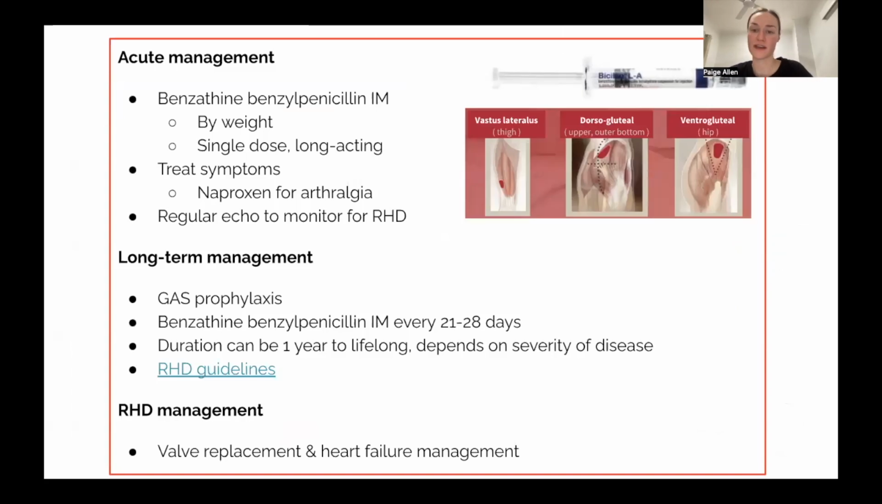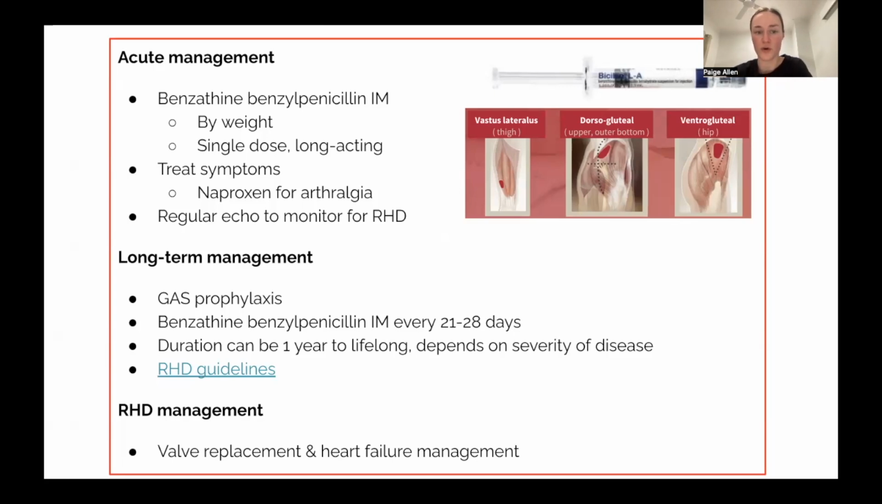All right, in terms of management, what you do is give benzylpenicillin intramuscularly, and it's done by weight. It's a simple dose, it's long acting, and that should help treat the actual GAS infection. It doesn't actually treat rheumatic fever, but it treats the infection. The second part is to treat the symptoms, so give them naproxen. If they have a fever, you can give paracetamol, all that kind of stuff.